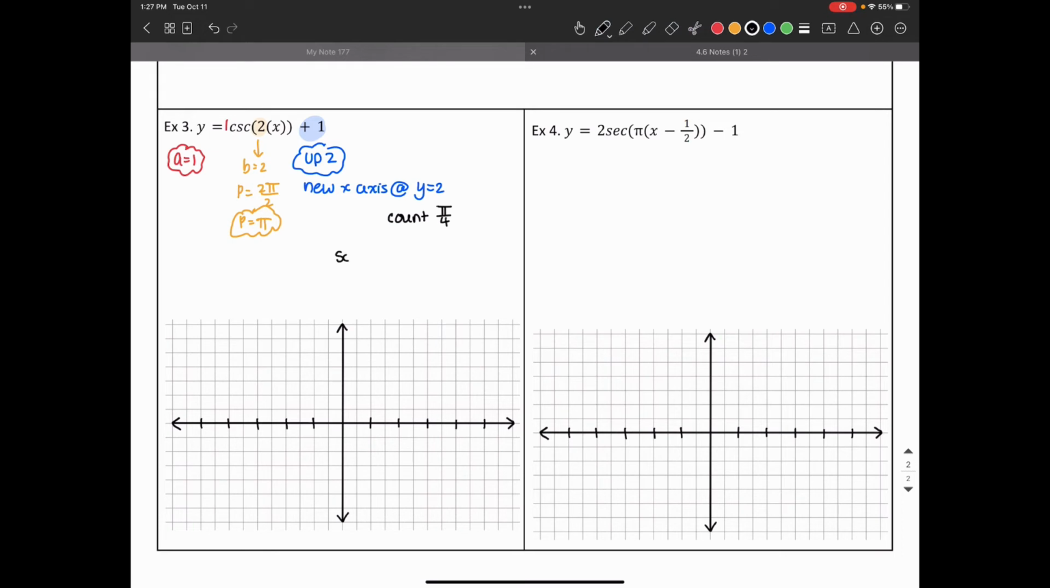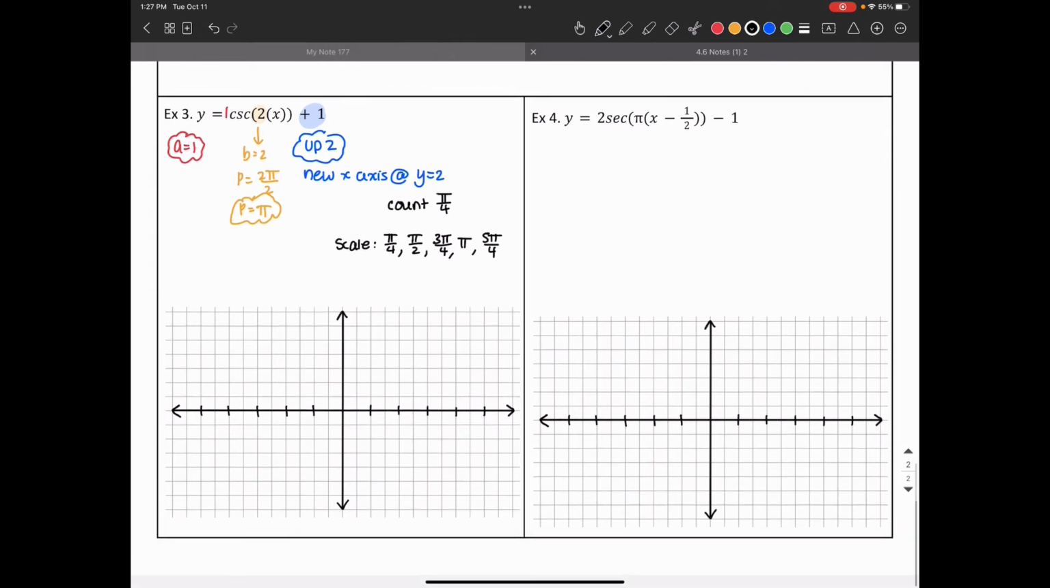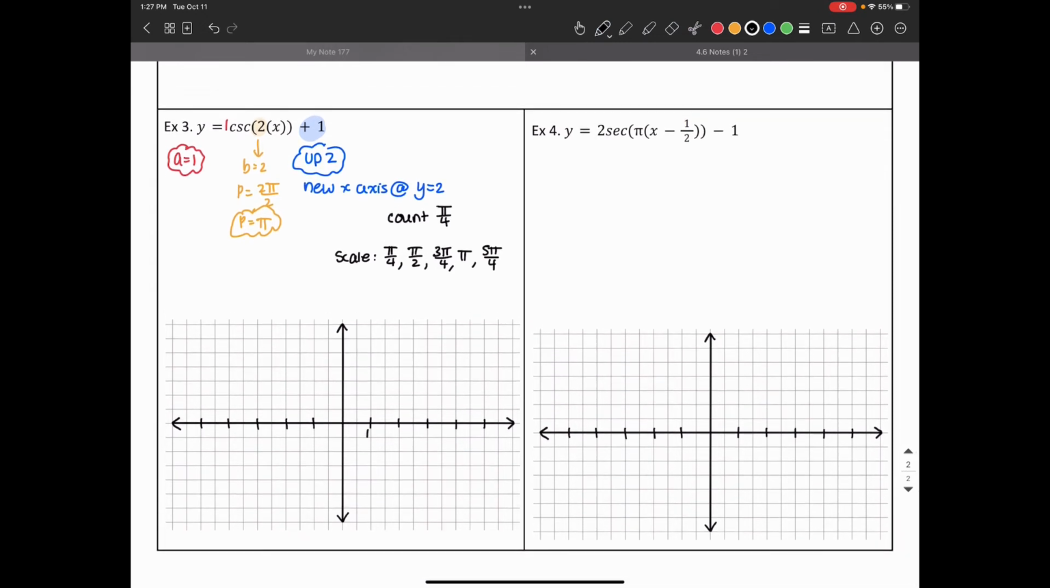I know then the scale is going to be pi over 4, then 2 pi over 4, which is pi over 2, then 3 pi over 4, which does not simplify, then 4 pi over 4, which simplifies to pi, and then 5 pi over 4, which does not simplify. So that's my scale, and I'm going to put that on the graph to start.